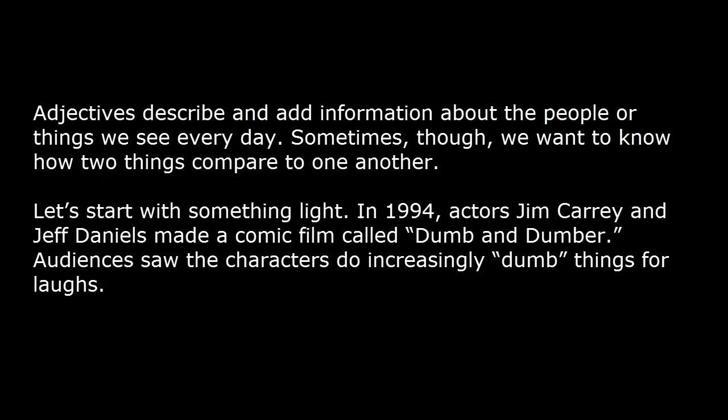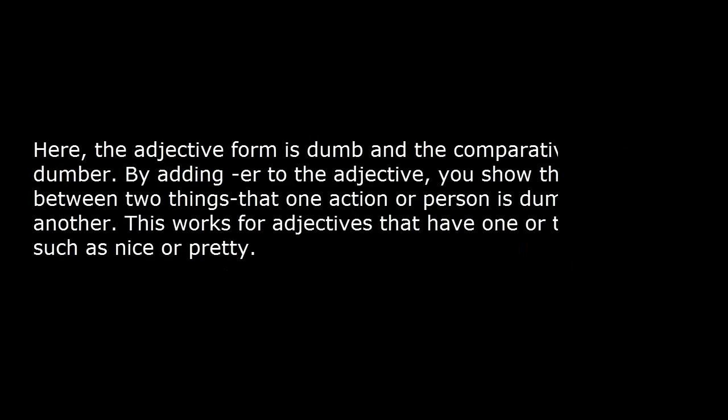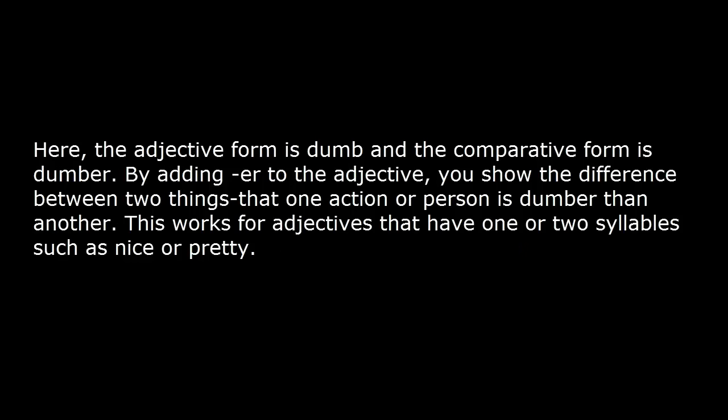In 1994, actors Jim Carrey and Jeff Daniels made a comic film called Dumb and Dumber. Audiences saw the characters do increasingly dumb things for laughs. Here, the adjective form is dumb, and the comparative form is dumber. By adding er to the adjective, you show the difference between two things, that one action or person is dumber than another. This works for adjectives that have one or two syllables, such as nice or pretty.